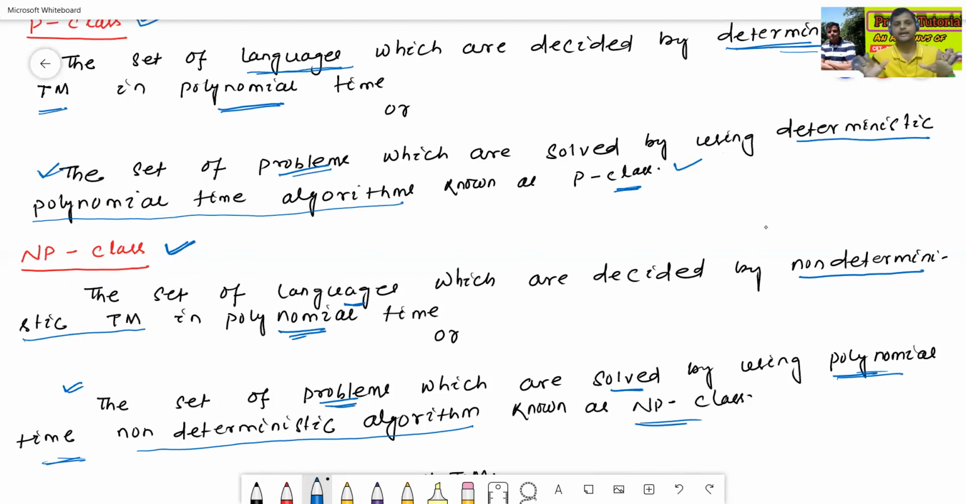So finally we can define both. P class means deterministic Turing machine and NP class means non-deterministic Turing machine. This is the main difference. For P class problems, we solve using a deterministic Turing machine in polynomial time. For NP class, we solve the problems using a non-deterministic Turing machine in polynomial time.